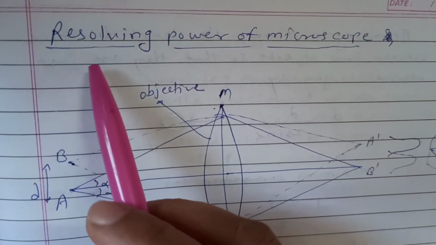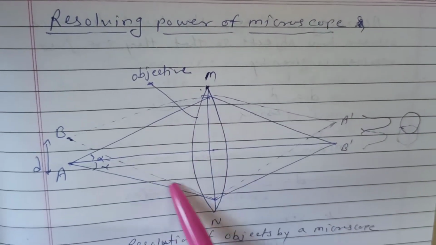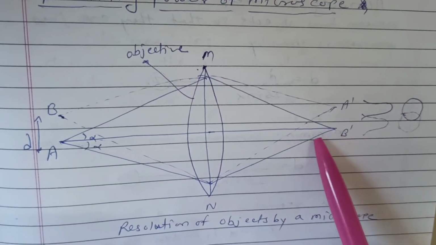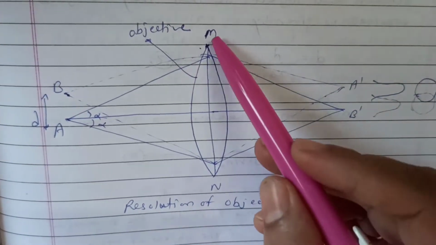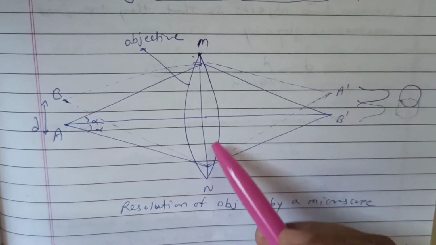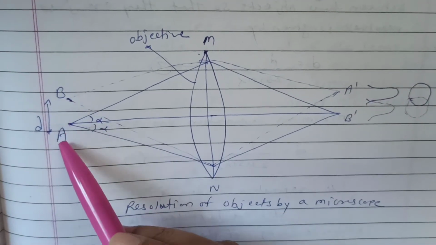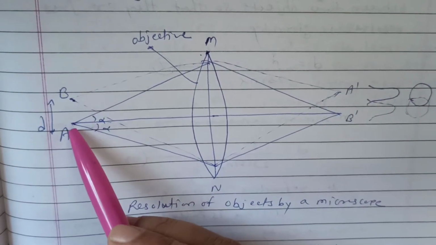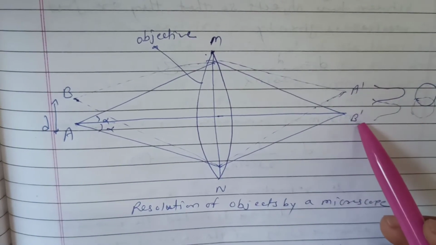Now we will discuss the resolving power of a microscope. Look at this figure. This is the diagram of the resolving power of a microscope. This MN is the objective lens. A and B are the two point objects, and due to these two point objects we get the image at A' B'.